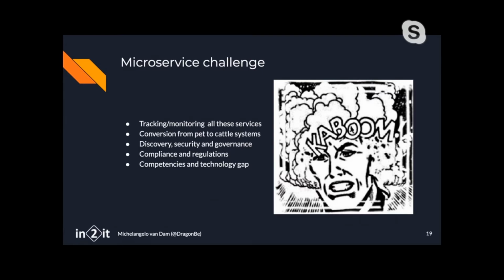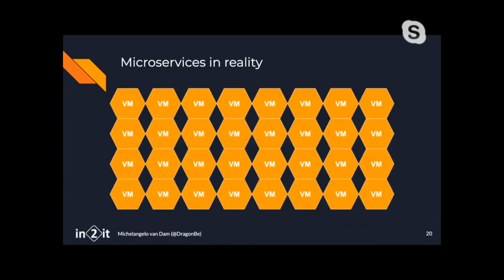So what we saw after a few years of microservices is that we have VMs, either containerized applications or complete VMs, running single purpose components of an application. But we're not actually leveraging the whole cloud infrastructure as it should have been done.